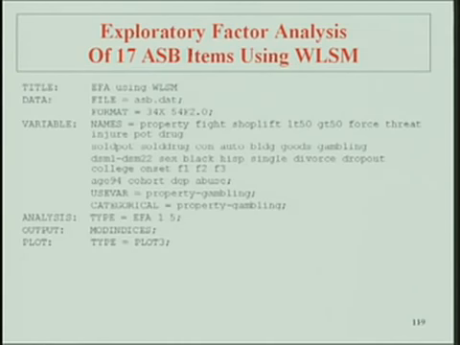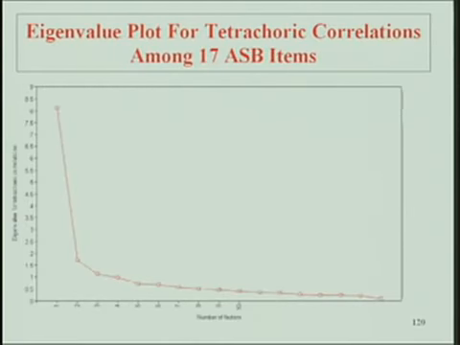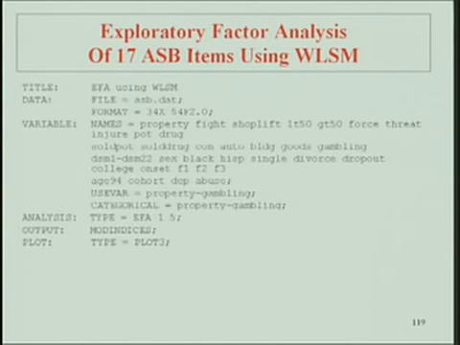And we can ask for modification indices, which pertains to the residual correlations, the off-diagonal theta elements, as we say, and we ask for plots. Here's the plot. Here's the eigenvalue plot from Mplus for the tetrachoric correlations among the 17 ASB items. And I got the weighted least squares estimator by not requesting maximum likelihood. So the default here for EFA is weighted least squares. If you want maximum likelihood, you would have to say estimator equals ML here on slide 119.